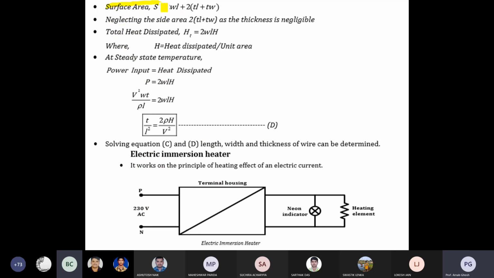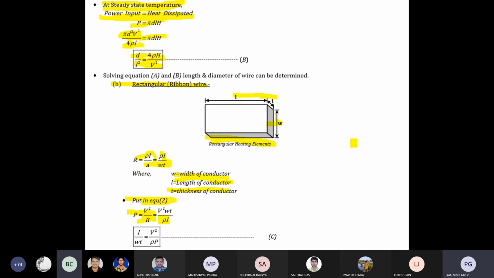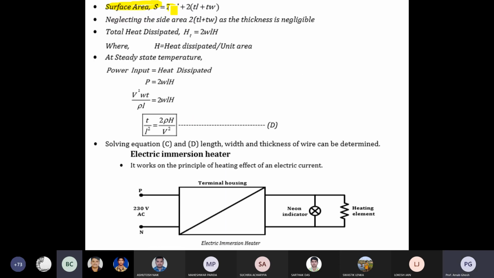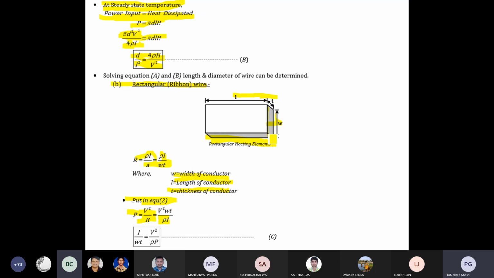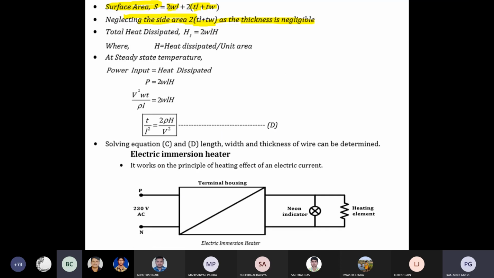Now, what is your total surface area? S equal to 2 into WL, two surfaces are there, W into L. So total, you can find out the surface. Total surfaces: 1, 2, 3, 4, 5, 6 surfaces are there. So 2 into W into L plus 2 into T into L plus 2 into T into W. Neglecting the side area, as the thickness is negligible, they are not considering that hashed portion. So the heat dissipated equal to 2 into WL into H directly.